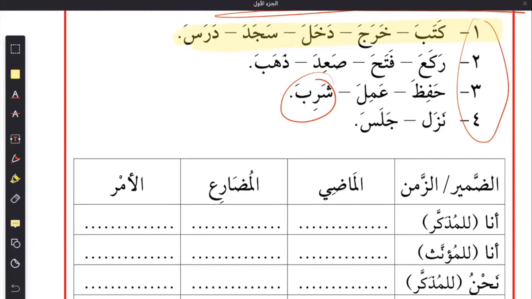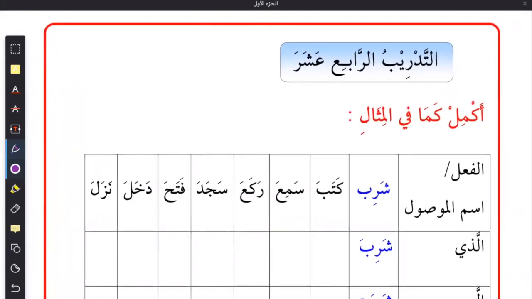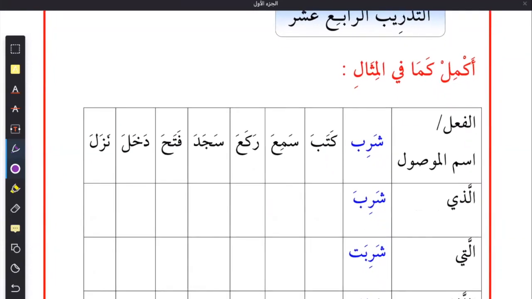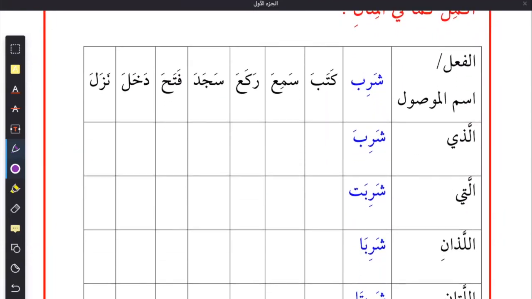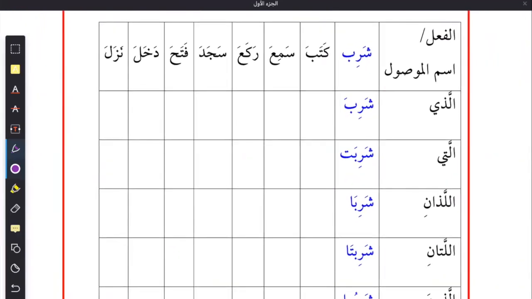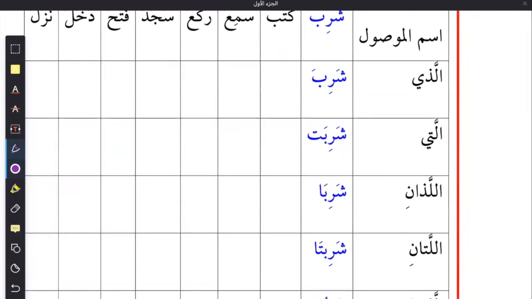You understand? جيد. So for the next one we have التدريب الرابع عشر, the 14th exercise. It says أكمل كما في المثال, complete as in the example. Now they're giving you ismul mausul. We know what ismul mausuls are. They're the relative pronouns, right? We've studied them many times before in this book.